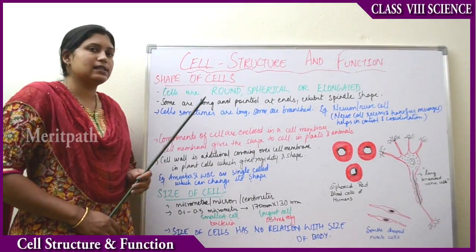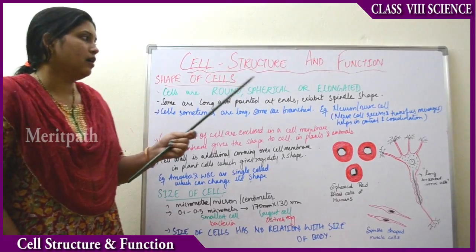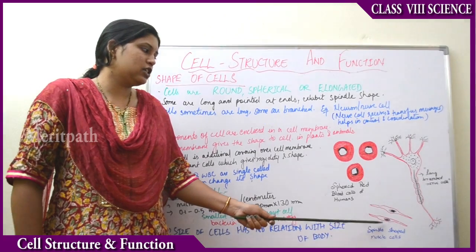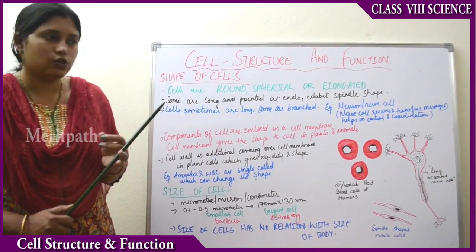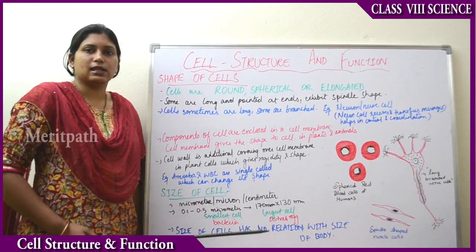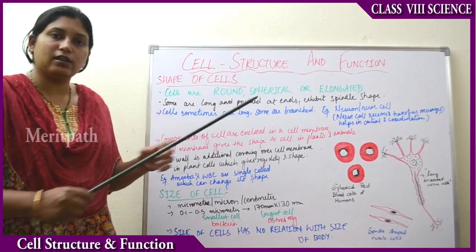And some cells are long and pointed at the ends. The ends will be long and pointed, and those are spindle shaped cells. So these are spindle shaped muscle cells in the muscles, in your hands, in your thighs. Your biceps and triceps are all spindle shaped cells. Next, sometimes the cells can be very long and branched as well.